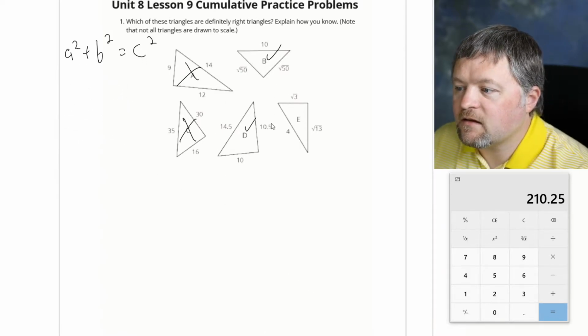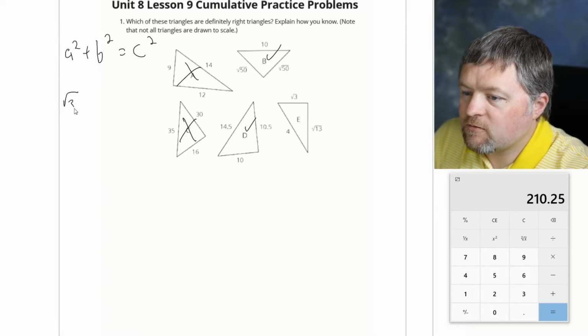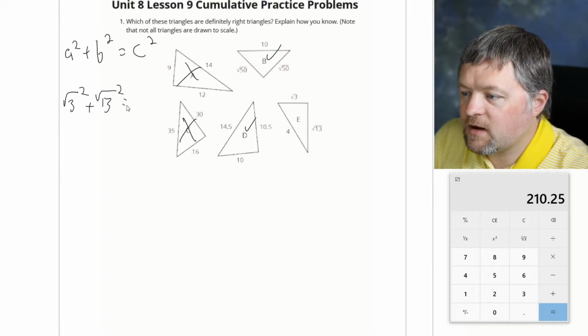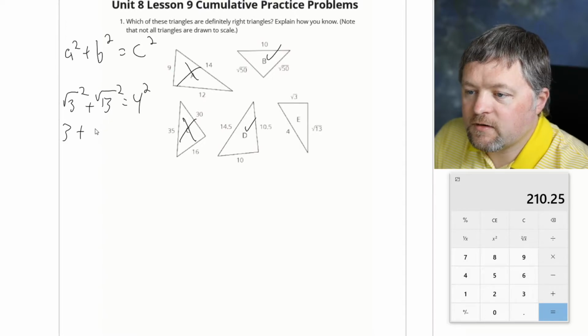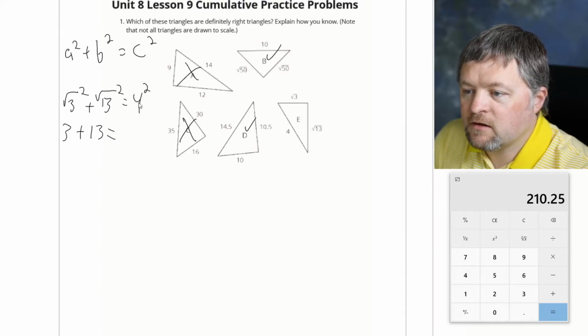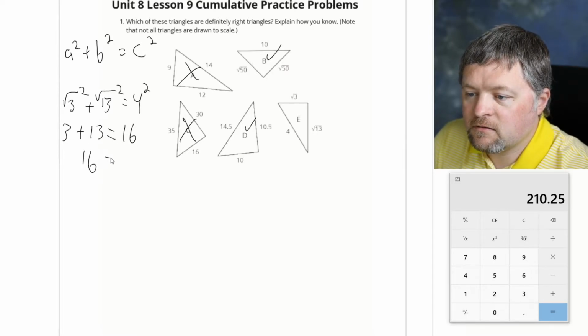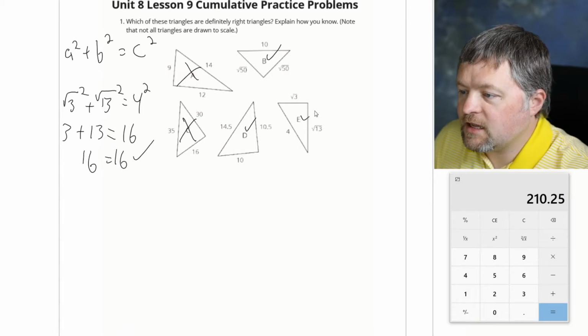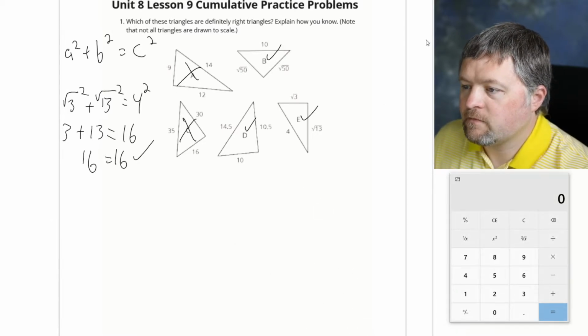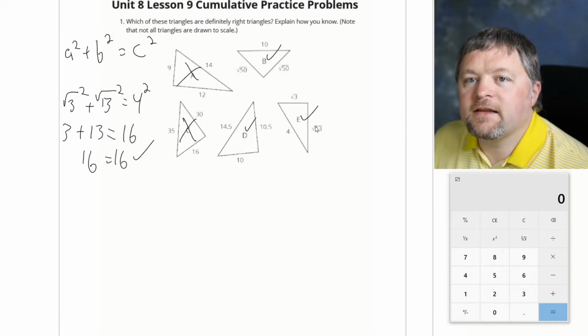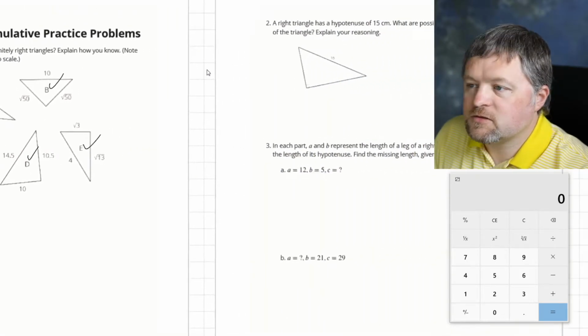Now, triangle E. Square root of 3 squared plus the square root of 13 squared equals 4 squared. Square root of 3 squared is 3. Square root of 13 squared is 13. 4 squared is 16. 3 plus 13. That works. E is a right triangle. So B, D, and E are the right triangles out of those.